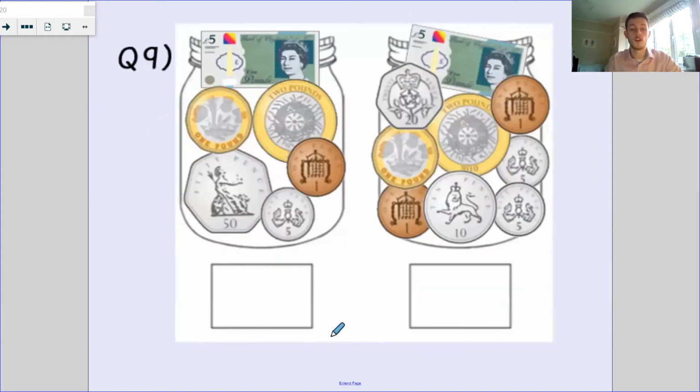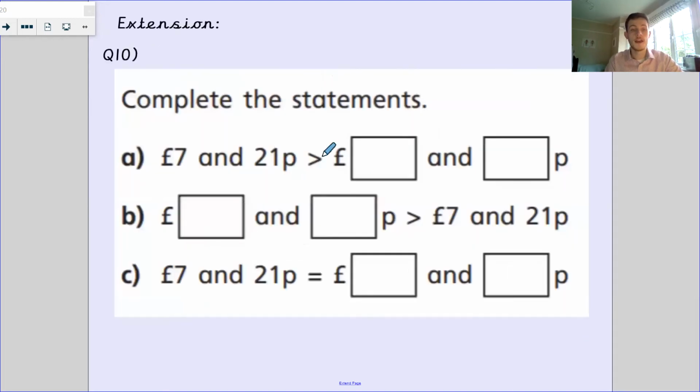And then question 8, and then this is everybody's extension. Complete the statements below. Question A. £7.21 is less than this many pounds and this many pence. Question B. This many pounds and this many pence is more than £7.21. Question C. £7.21 is equal to this many pounds and this many pence.